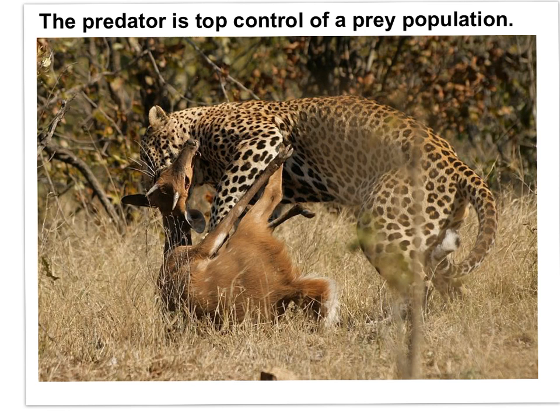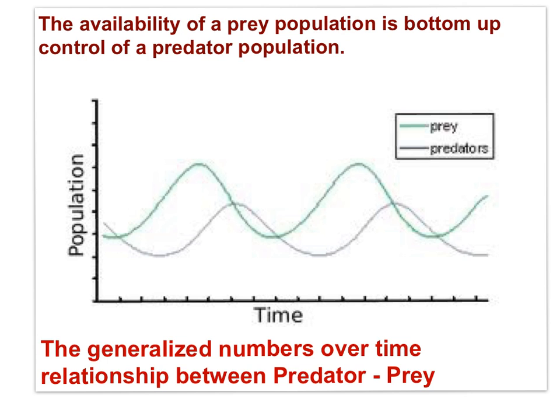The predator, the leopard, is a top-down control of the size of a prey population. The availability of a prey population is a bottom-up control for the predator population. As the prey population increases, the size of the predator population follows. The time lag is indicative of the availability of prey as a bottom-up control of the predator population size.